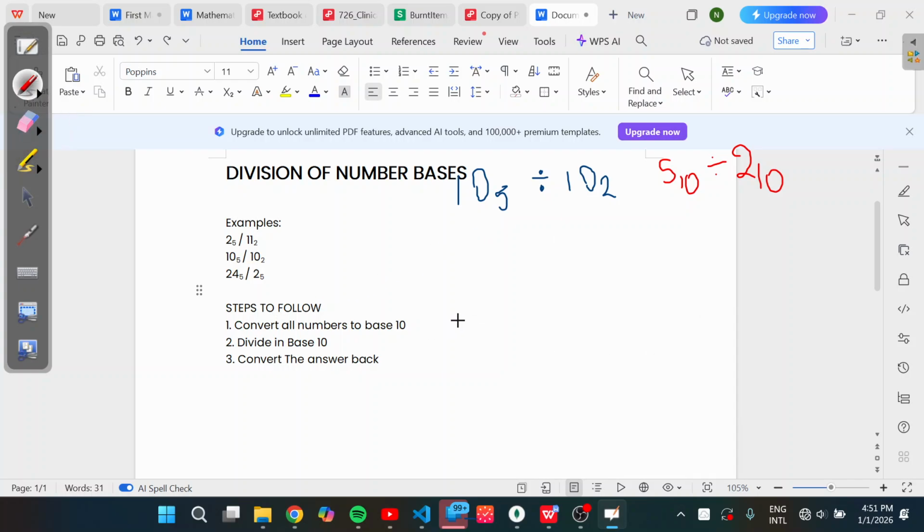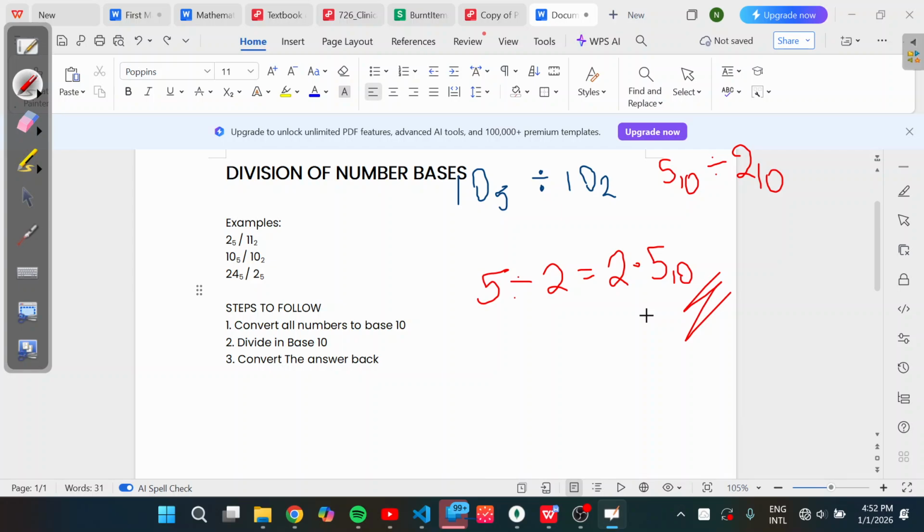So now we followed the first step, and now we're going to do the second step, which is to divide it in base 10. And that's going to be 5 divided by 2. 5 divided by 2 will give you 2.5 base 10. So this is the final answer for this one, 2.5 base 10.